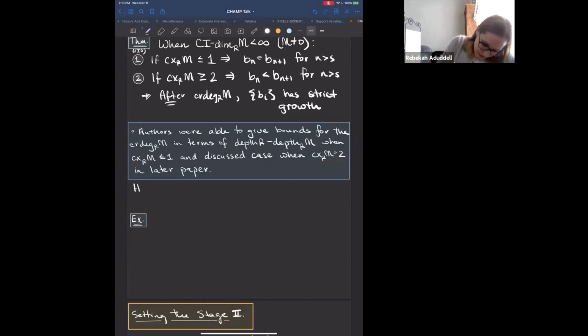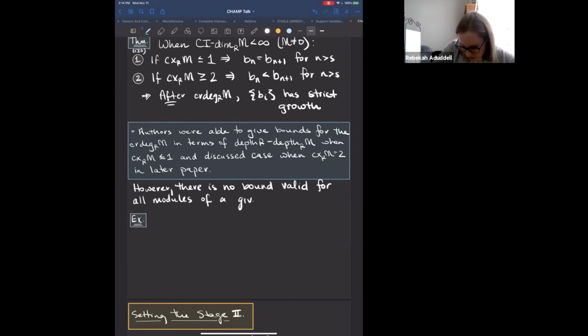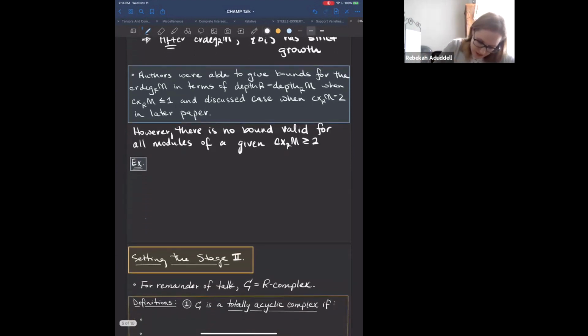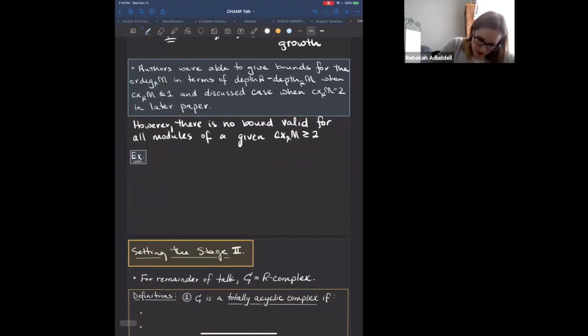But I will say, however, there is no bound valid for all modules of a given complexity, so greater than or equal to 2. And so the example they give for this is, let me, I think it'd be best if I drew a picture here.